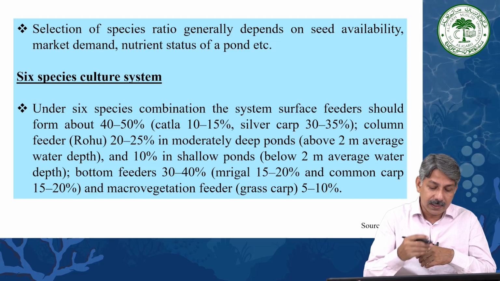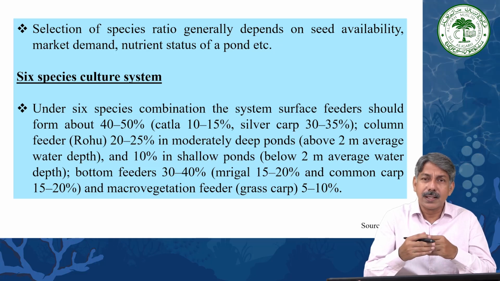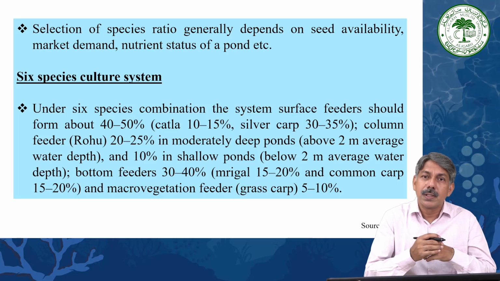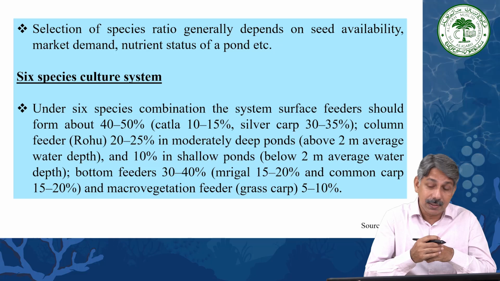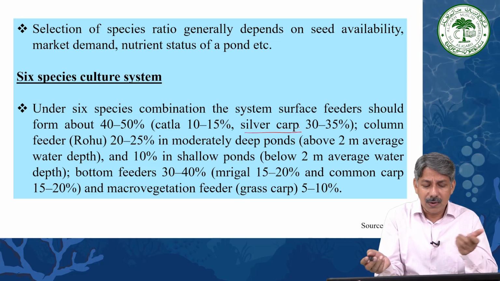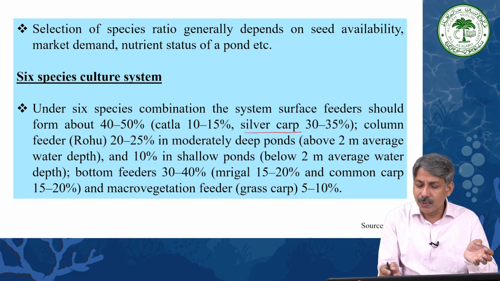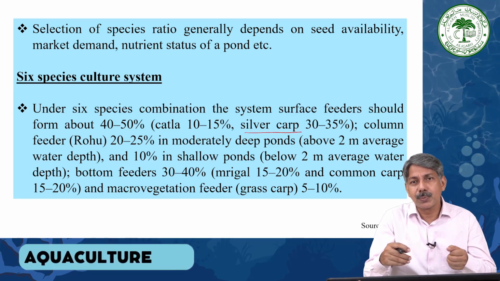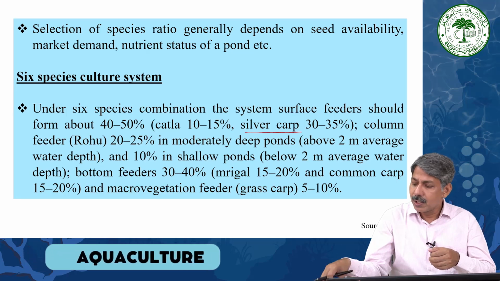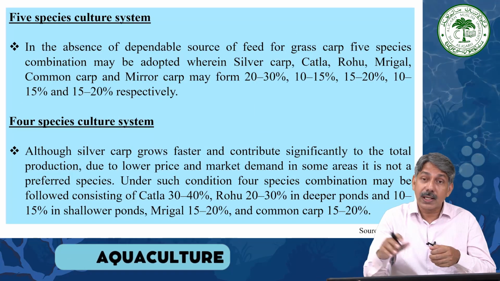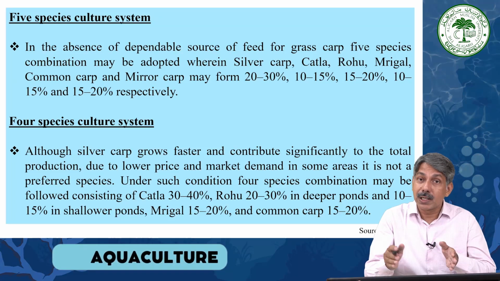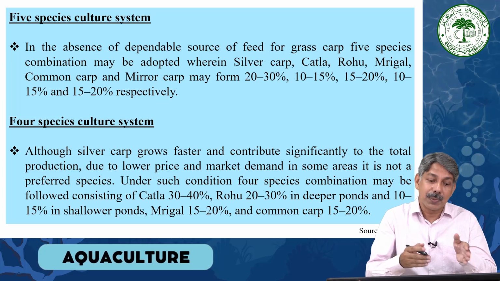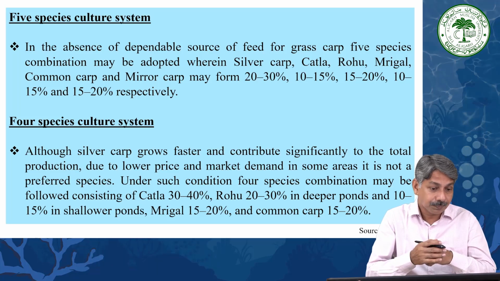But here you can see how much of which fish has to be stocked, that is also given, that you can have a look at, depending on whether you are going to utilize the surface not only by katla but some other surface feeder, so you can introduce silver carp, or likewise for column and for bottom, you can have your own manipulation of species from Indian major carps and exotic carps. Both show very good growth rate. Exotic carps, especially grass carp, common carp, big-head carp, silver carp, they grow very well, but they fetch lesser market price compared to Indian major carps in Indian markets especially.